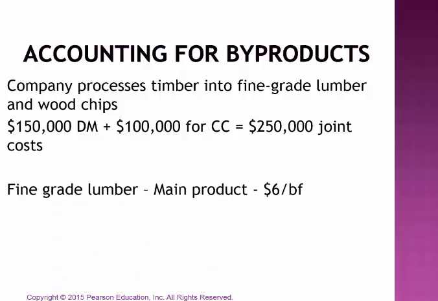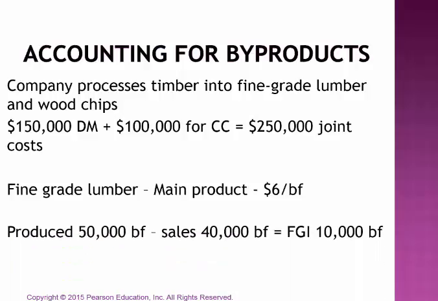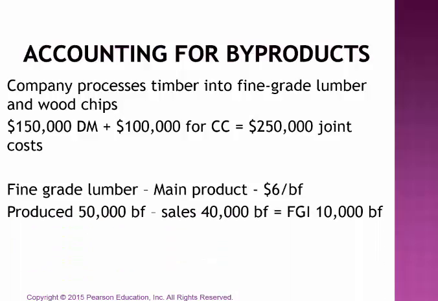We have fine grade lumber, the main product. We track it in what is called board feet, which is a linear footage measurement. And the company can sell it for $6 a board foot. During the accounting period, they produce 50,000 total board feet, and they sell 40,000 of it, leaving a remaining finished goods inventory of 10,000 board feet.